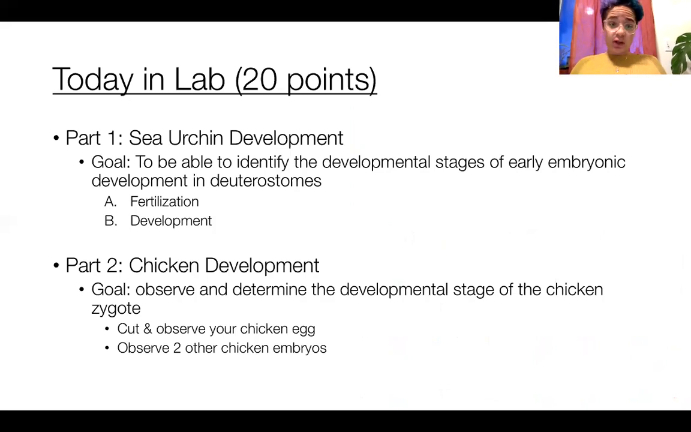During the sea urchin part of the lab, we're trying to identify the developmental stages of early embryonic development in deuterostomes. So we'll look at fertilization, and then we'll look at different stages of development. For the chicken development, we have a couple different ages of eggs. So you'll be cutting a window into the chicken eggs to observe what developmental stage they're in.